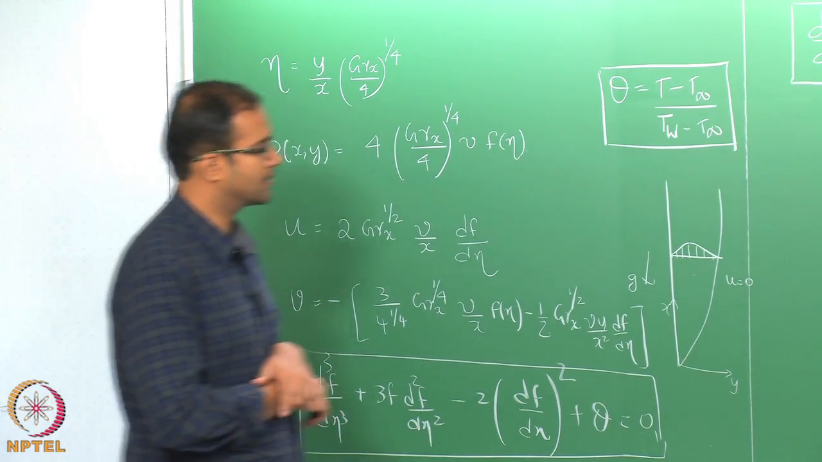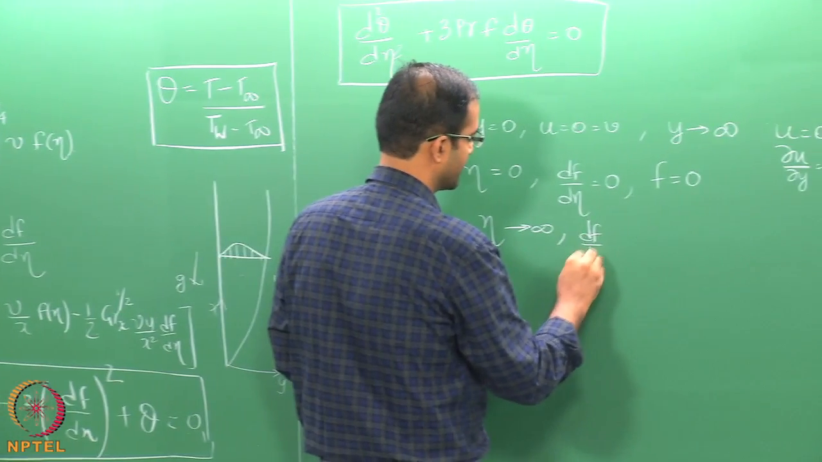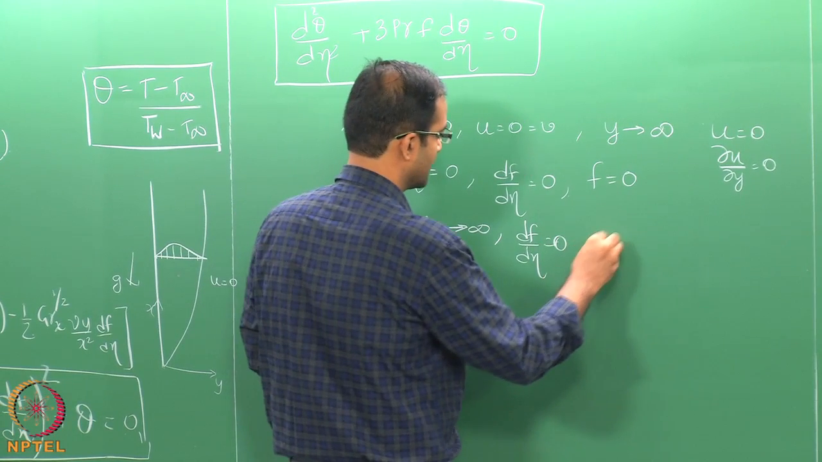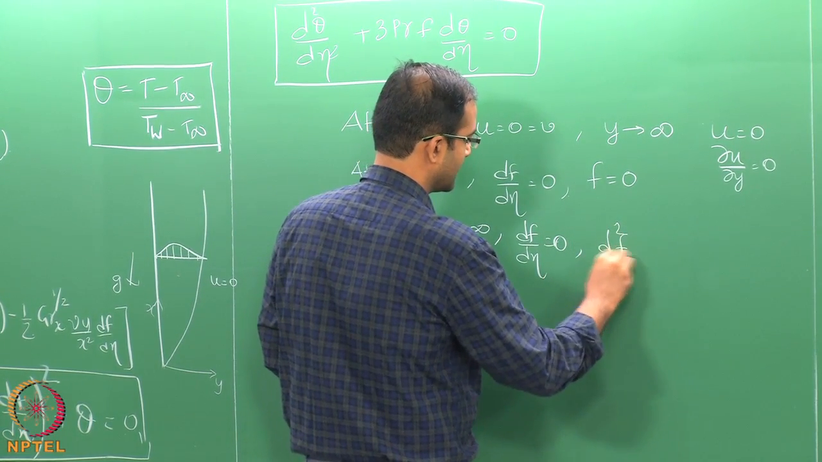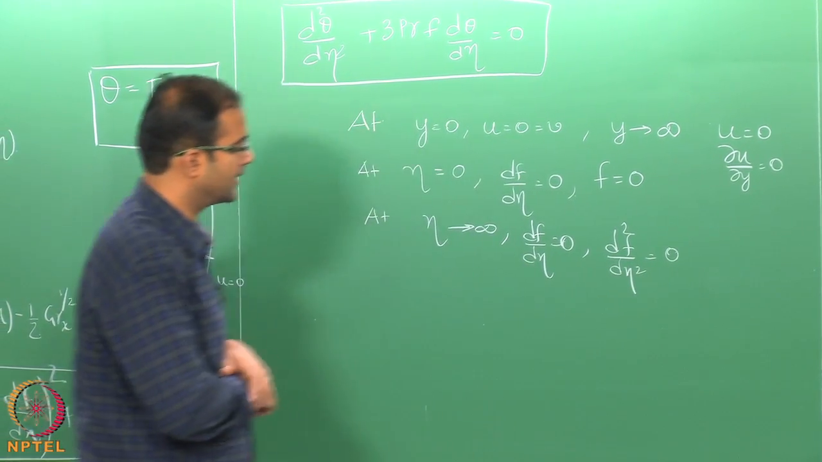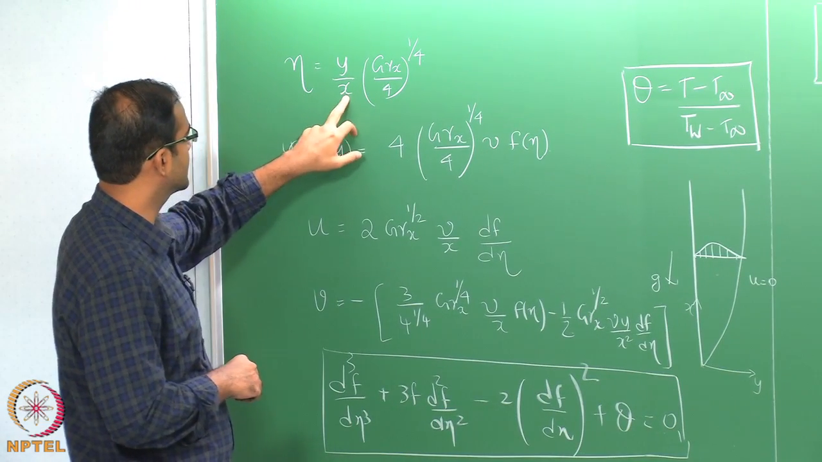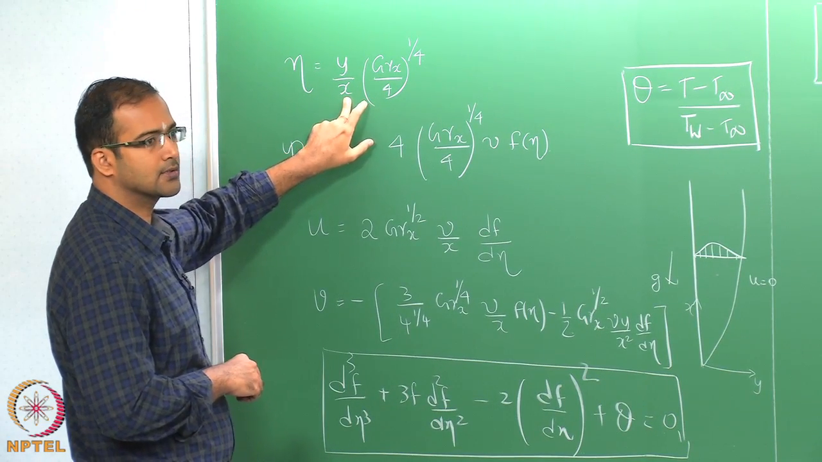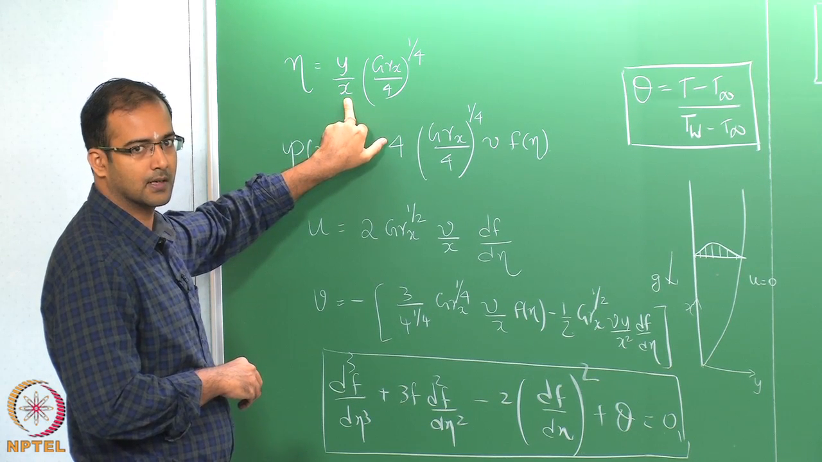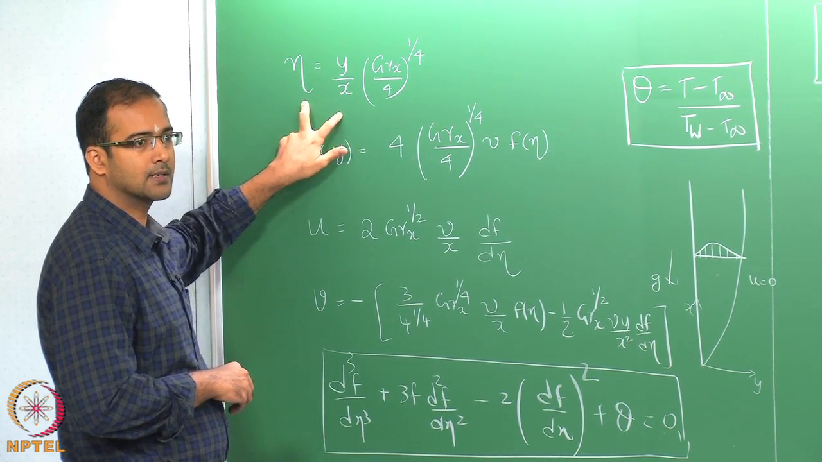df by d eta equal to 0 again, and if you put the condition du by dy equal to 0, d square f by d eta square equal to 0. Okay. So now we should also remember that the condition at x equal to 0 is also part of eta going to infinity, correct? So therefore, at x going to 0, eta going to infinity, what is the condition?